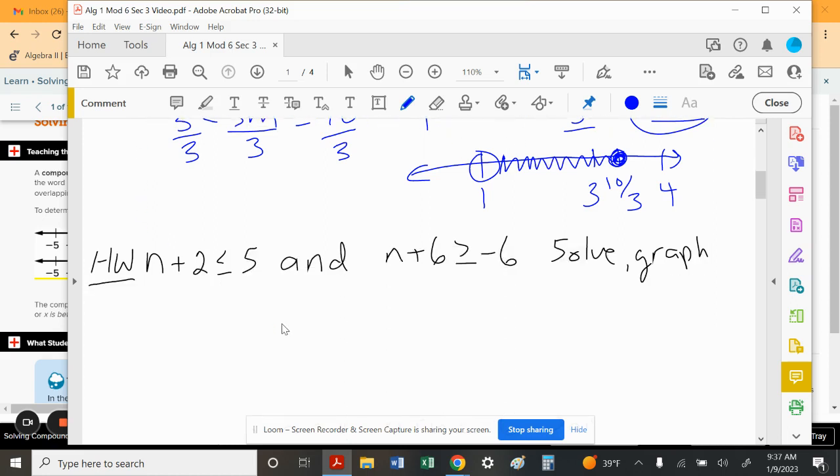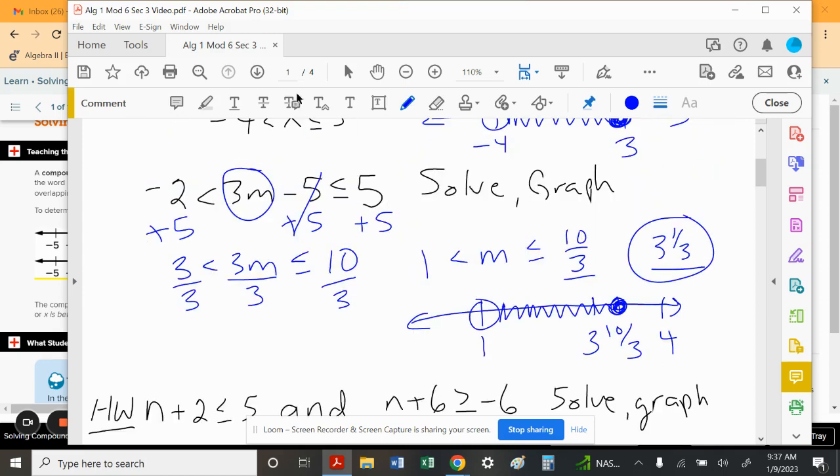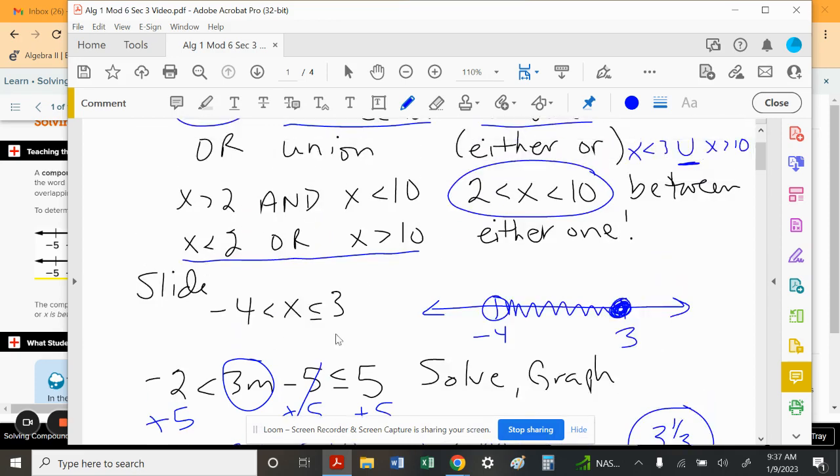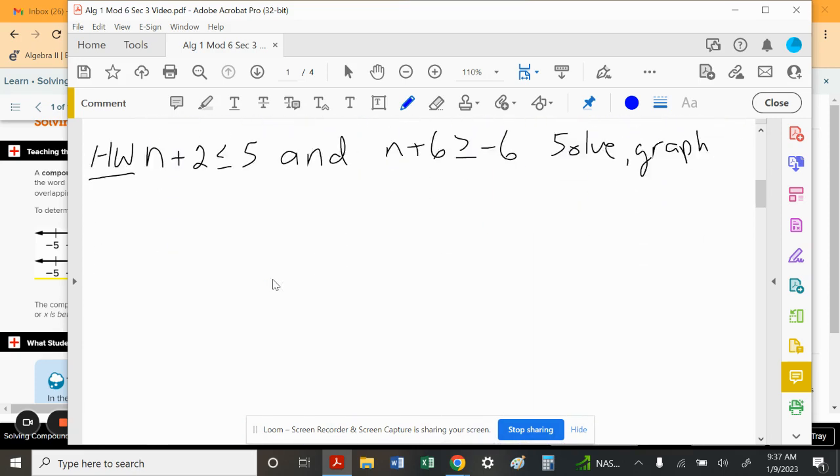Okay, homework problem. So now we have n plus 2 is greater than or equal to 5, and n plus 2 is less than or equal to 5, and n plus 6 is greater than or equal to -6. Now, it says solve and graph. Notice that we don't have the same thing here and the same thing here, so I can't write it as one big inequality like we had in this problem, and like we've seen as an example here. So I have to solve each one of them separately.